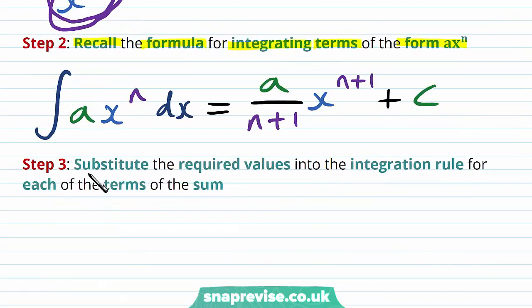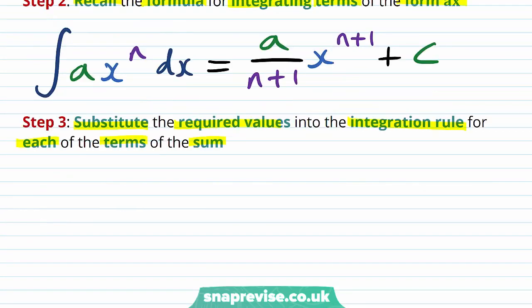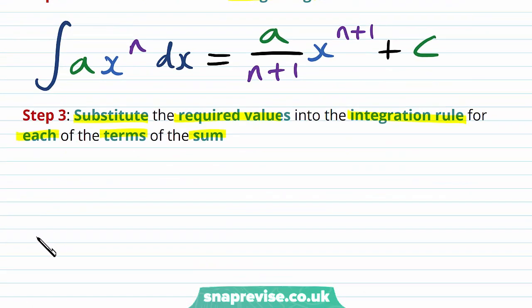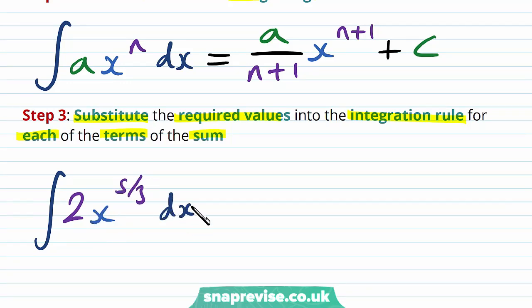Our third step is to substitute the required values into the integration rule for each of the terms of the sum. So our first term we need to integrate is this 2x to the power of 5 over 3. So we look at the integral of 2x to the power of 5 over 3 with respect to x, and we get the 2 outside divided by the power 5/3 added to 1, and so we get 8/3, and we have an x to the power of 8/3.